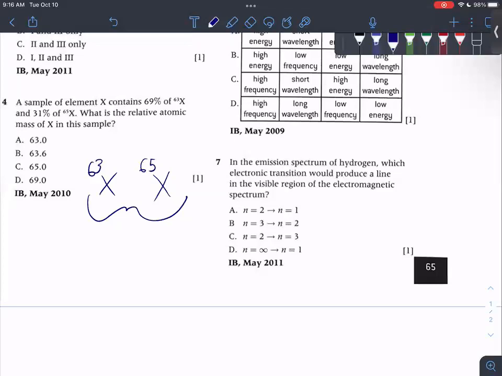So we're going to be between 63 and 65, but because we have more of the 63% sample, we're going to be here, closer to 63. It's not going to be exactly 63, it's not going to be exactly 65, and it definitely won't be more. So it's going to be B, 63.6.